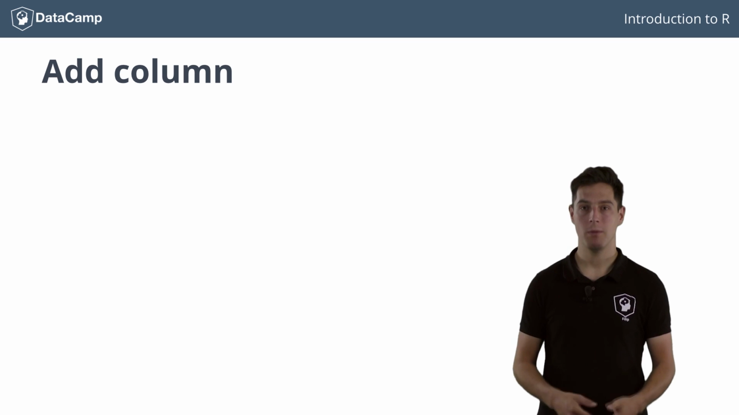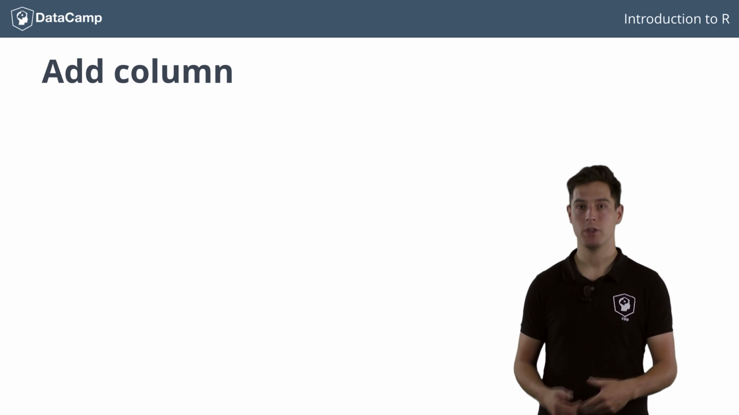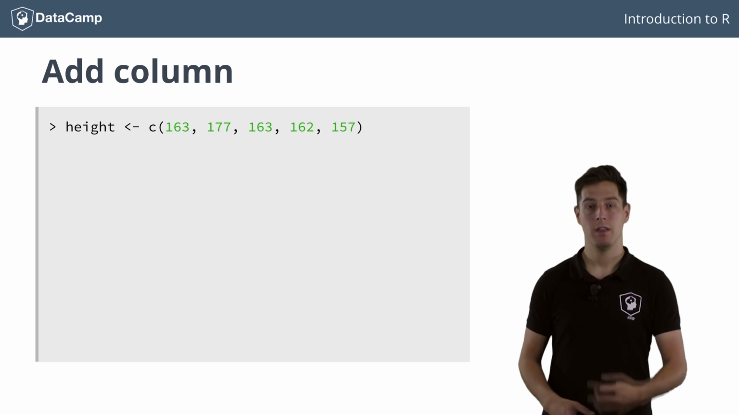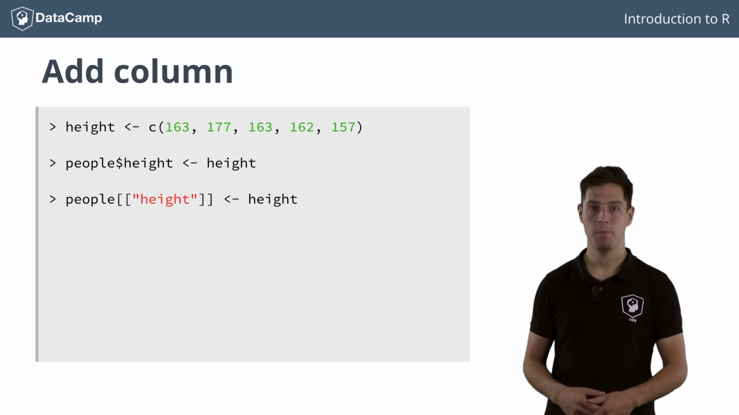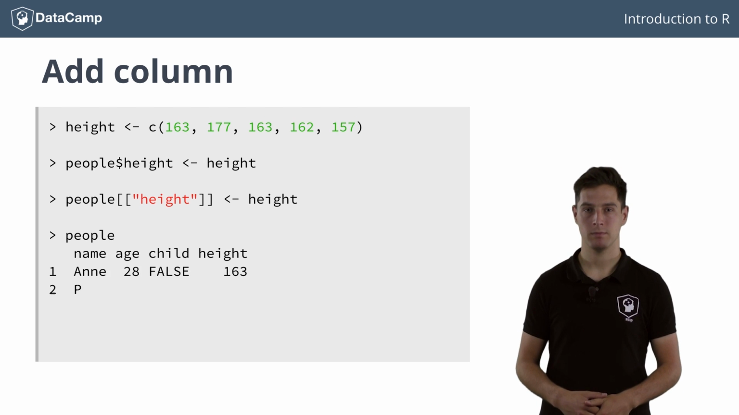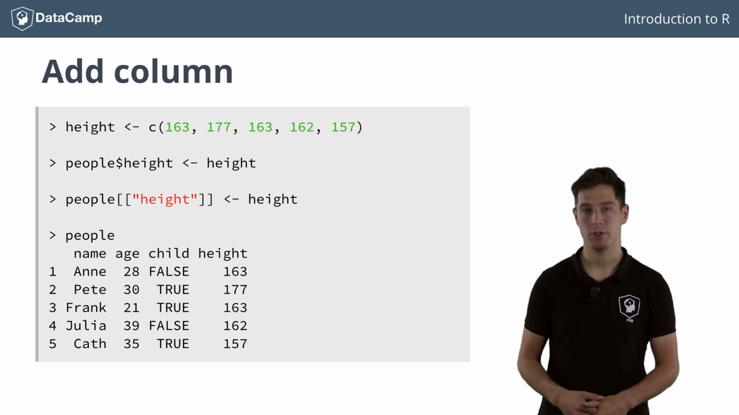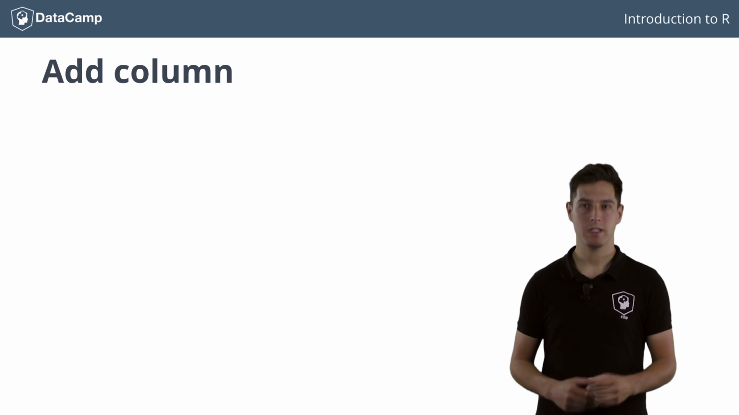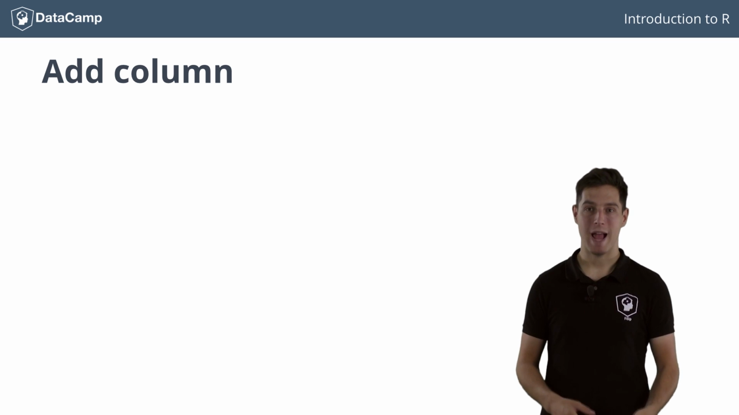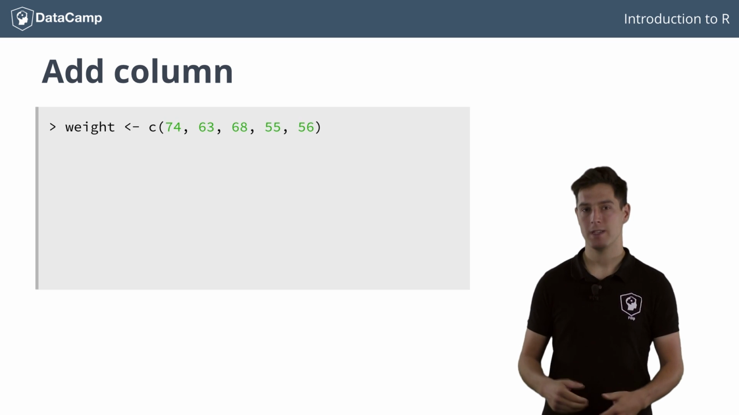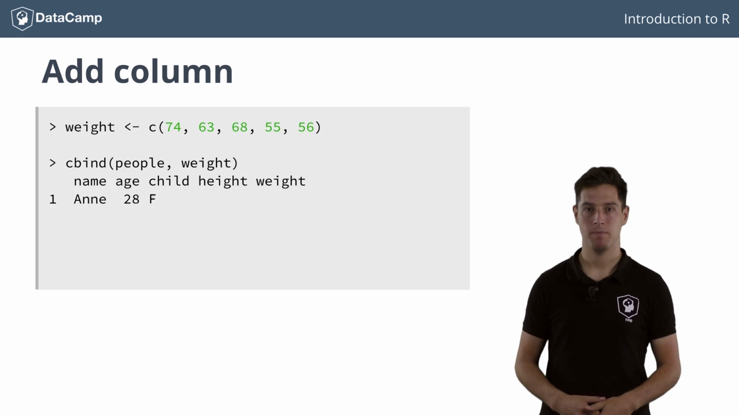Suppose you want to add a column height, the information of which is already in a vector height. This call, or this call, will do the trick. You can also use the cbind function that you've learned to build and extend matrices. It works just the same for data frames. To add a weight column in kilograms, for example, you can use this line.